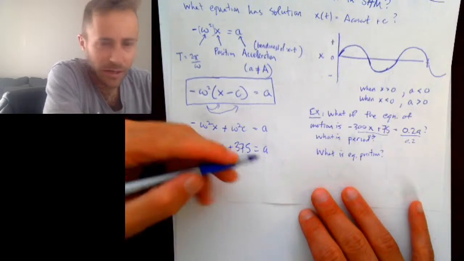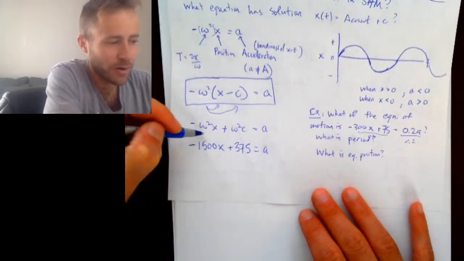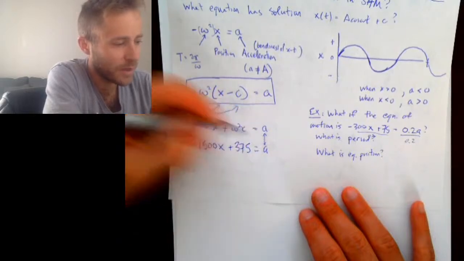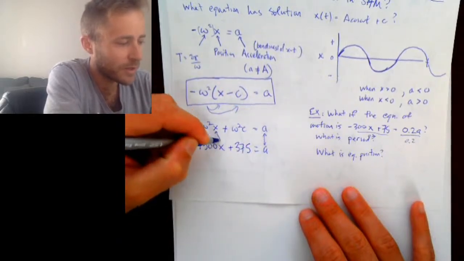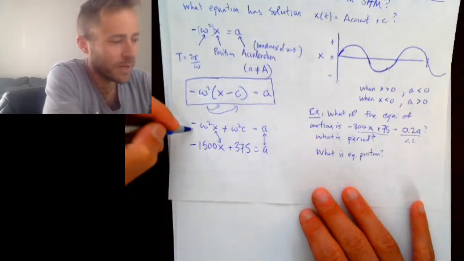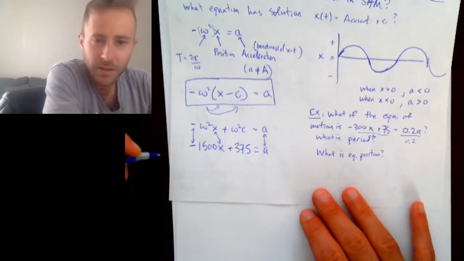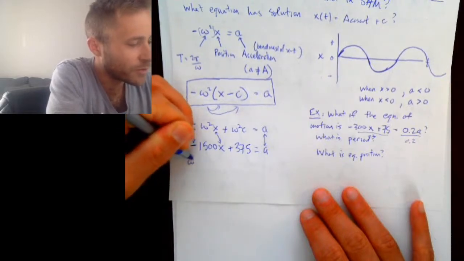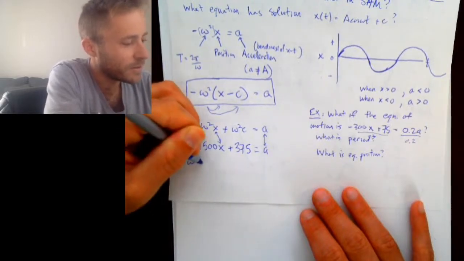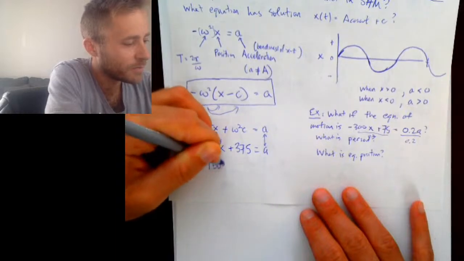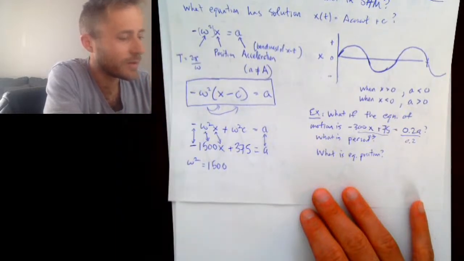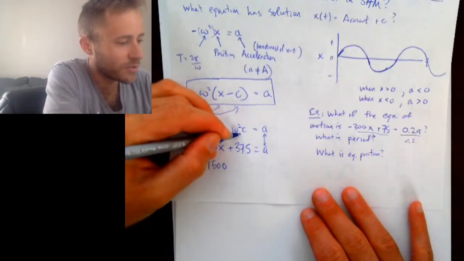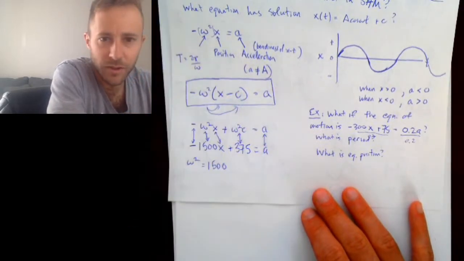And the reason that I'm writing it over here is so we can compare with the equation of simple harmonic motion. So I have a and a. I have x and x. I have negative sign. I have negative sign. So that means that omega squared is 1500. Okay. And that means that omega squared c is 375.